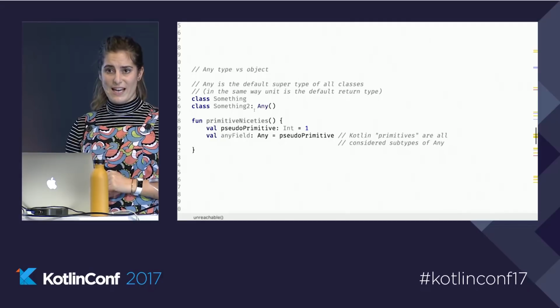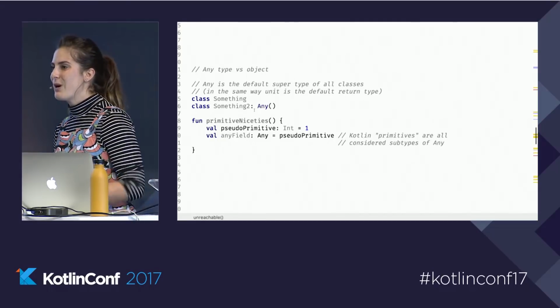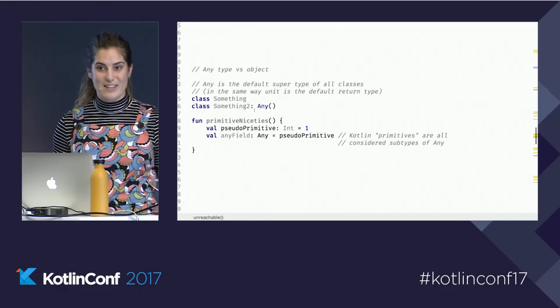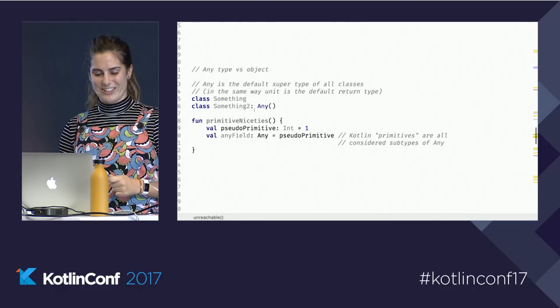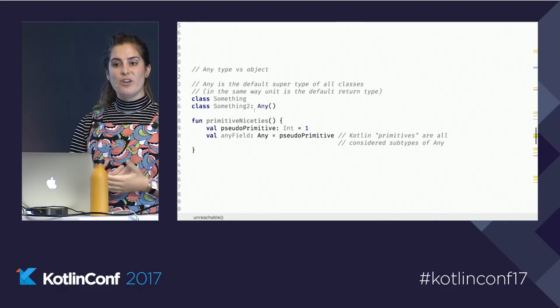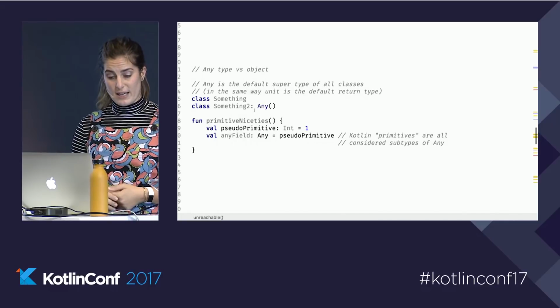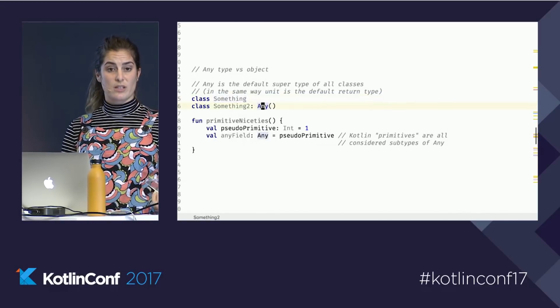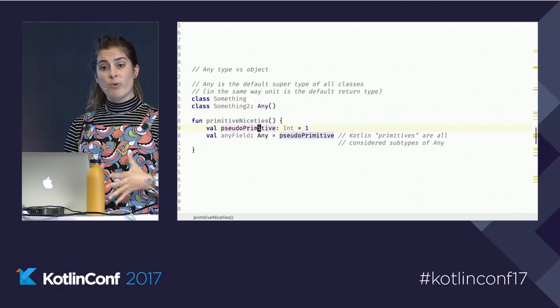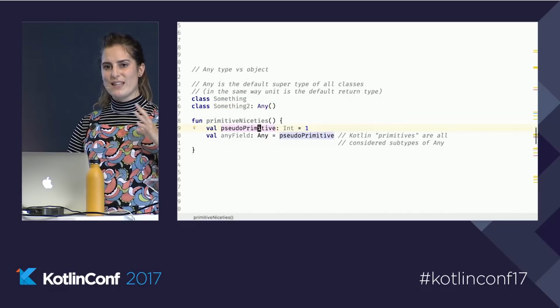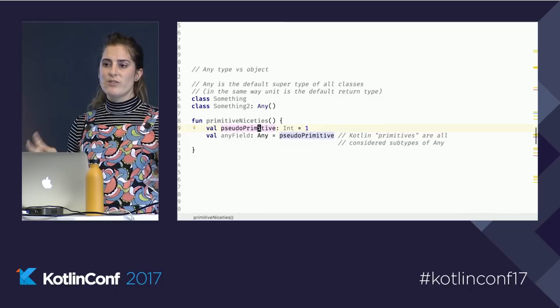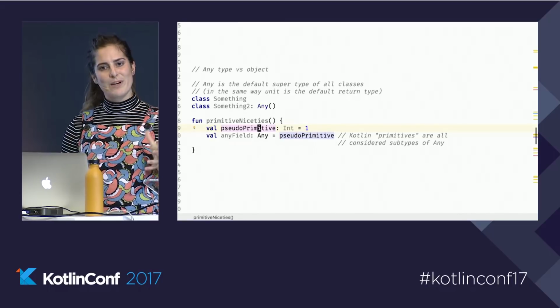Now, looking into any, there's a lot of questions about whether any and object are the same thing. And the answer there is a little bit complicated. So if you do not explicitly provide a supertype to a class, it defaults to any. So you can do something like this, or you can explicitly state it. And what's nice about any for us is that we get this pseudo-primitive behavior. Now, I do that with air quotes because primitives are a little bit tricky.